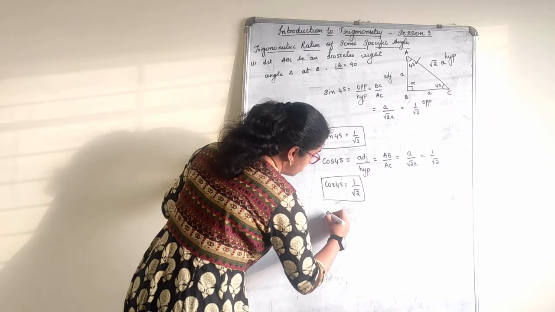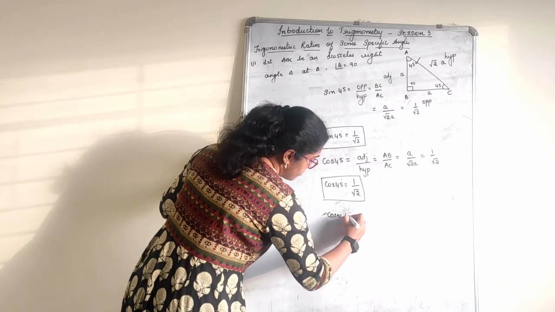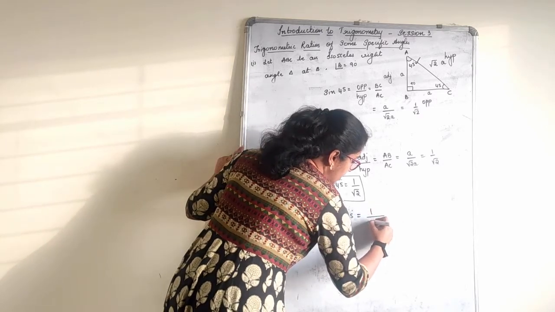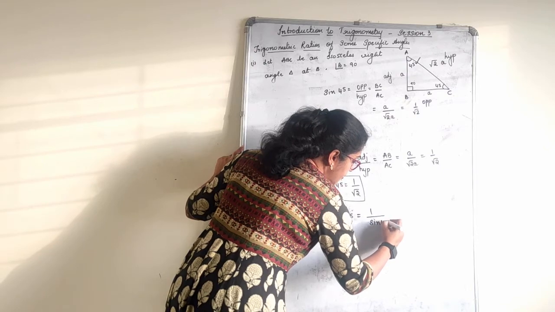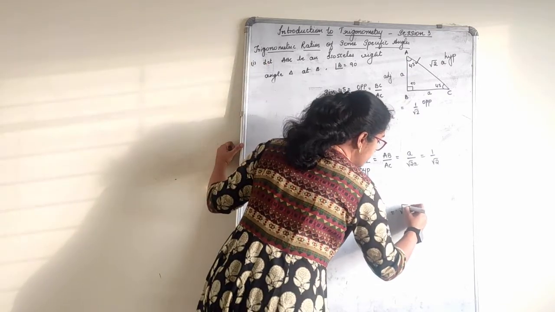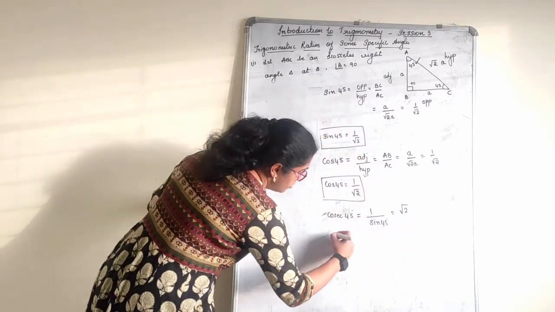Next, cosec we will find first. Cosec 45 is nothing but 1 upon sine 45. Reciprocal ratios we will use directly. It's a reciprocal of sine. So the answer is root 2. Cosec 45 is root 2.